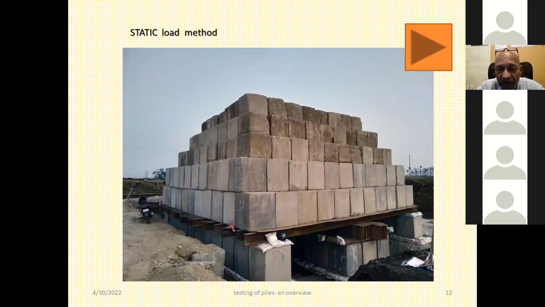Now this is the typical photograph of a static load method. These concrete blocks, there is a platform created over the pile, and then a static load is put. This load may be 2 times or 2.5 times the ultimate load we are intending to put on the pile.